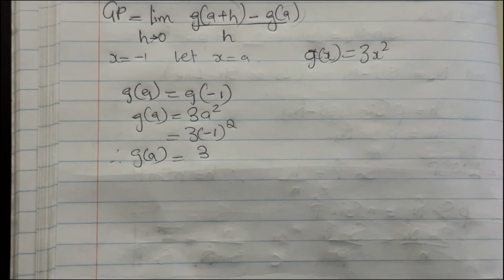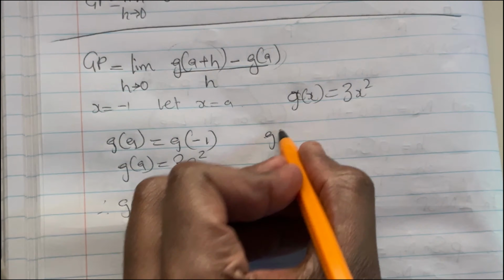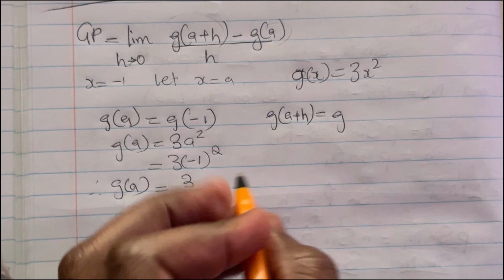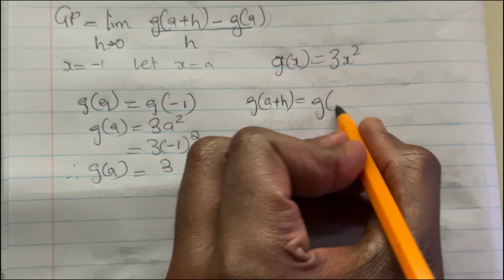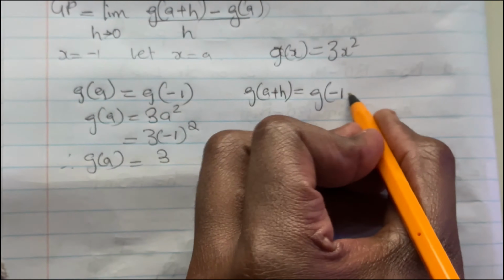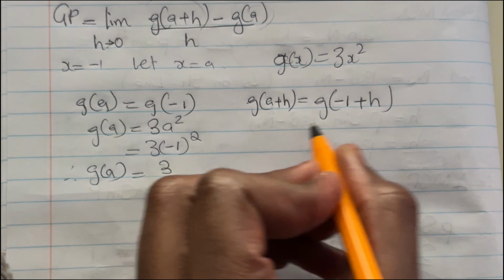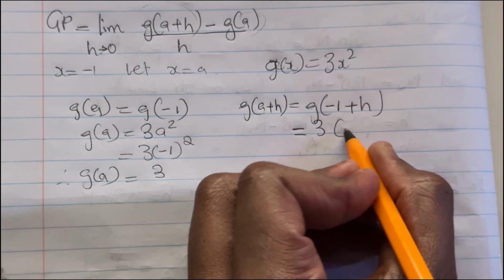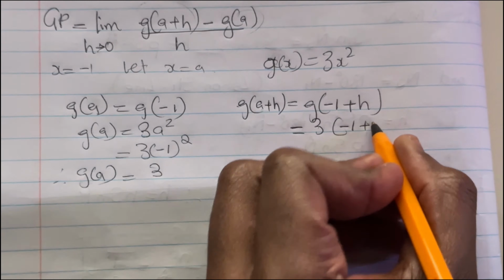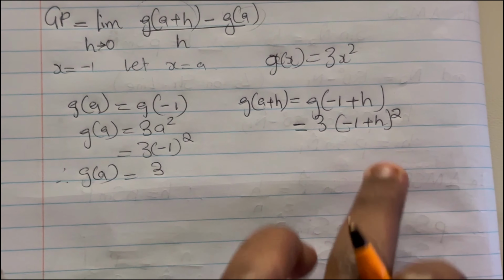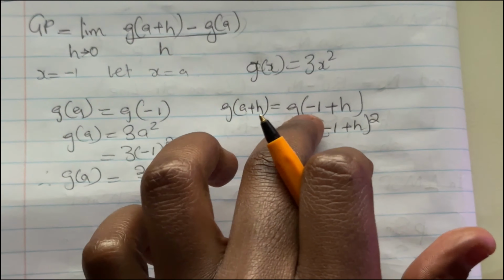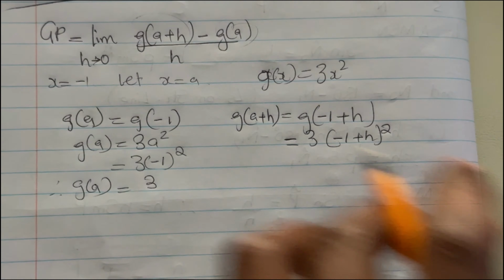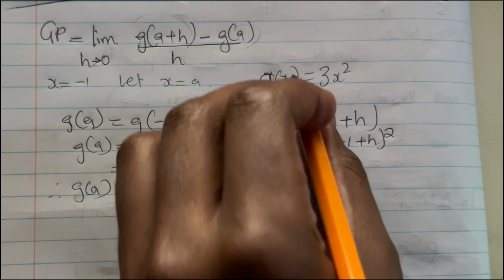So let's continue to find g(a plus h). We just have to say g of -1 plus h, as a is equal to -1, which is going to be, when you simplify it further, 3 into (-1 plus h) squared. So we just put this 3 here. We took g(-1), where we see x, we just put -1 plus h, then squared here. We just substituted from the equation there.